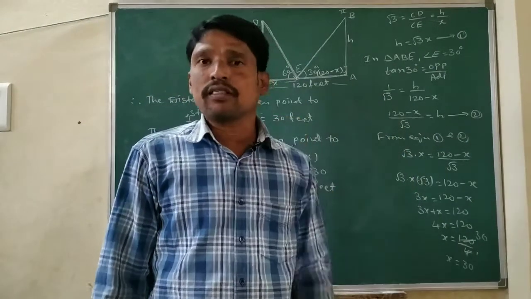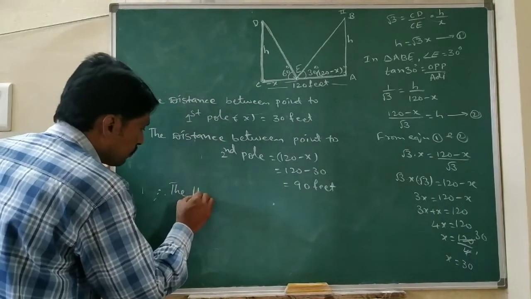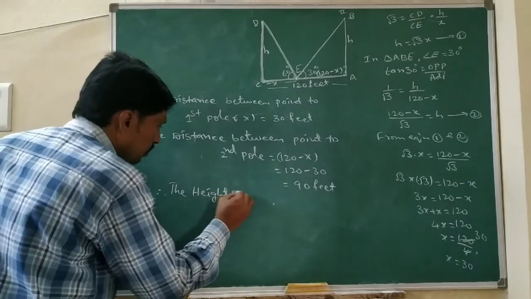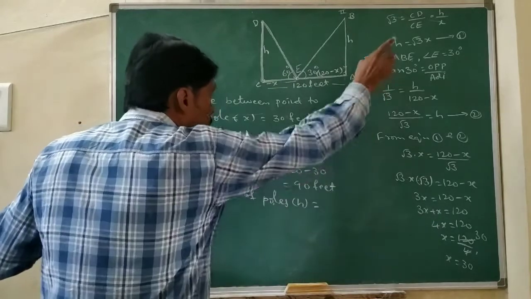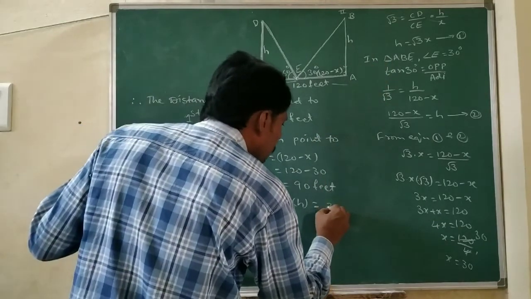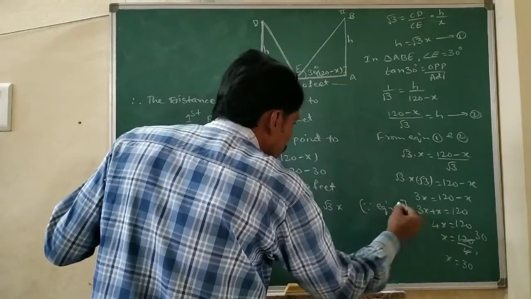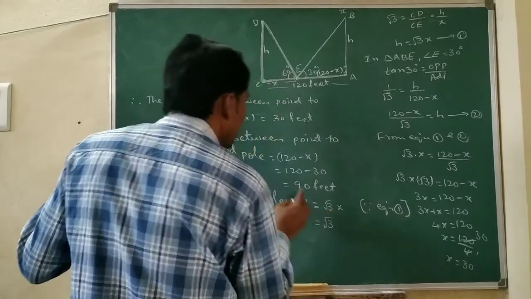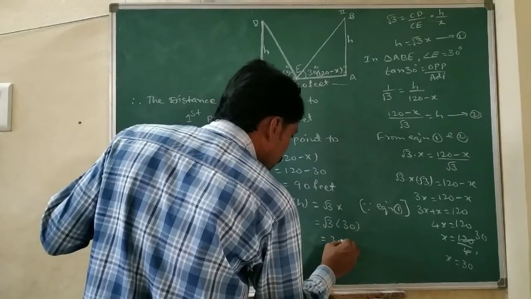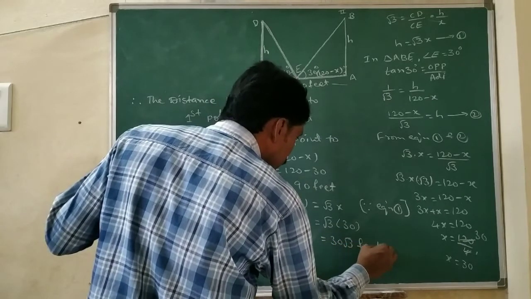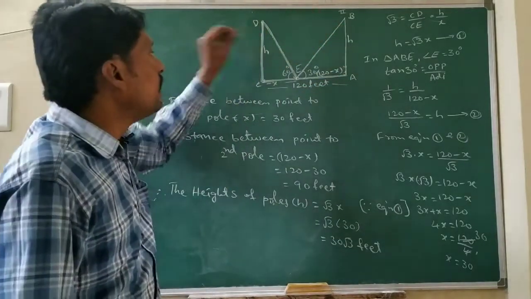We also need the height of the poles. So the height of the poles h equals, from equation number 1, root 3 x. So root 3 into the x value we got, 30, that equals 30 root 3 feet. This is the height of both poles, AB and CD.